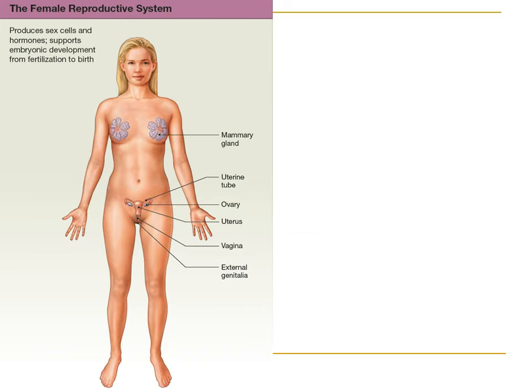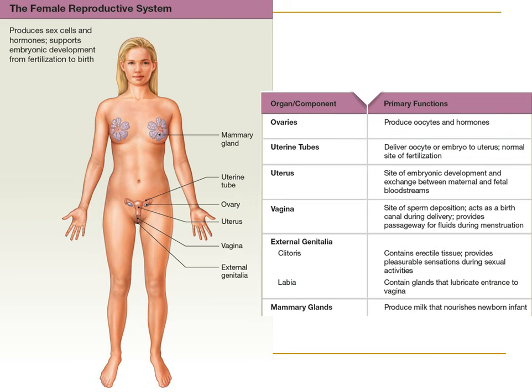And the female reproductive system now. So we see that all the systems present in the human body are similar in both male and female. But the reproductive system is the only system that is different between the male and the female.